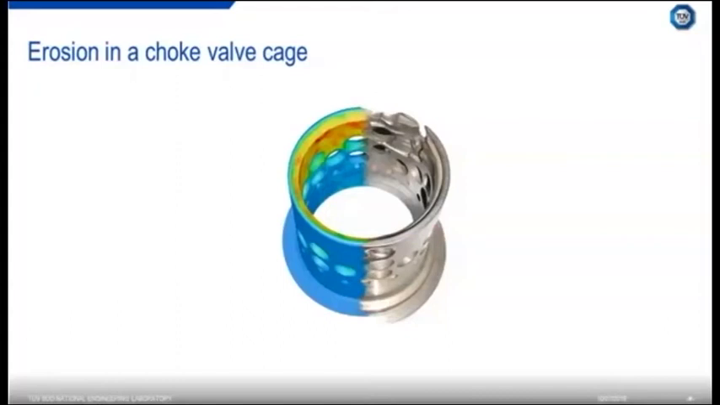This example here is, again, an internal for a choke valve. On the left, you've got the CFD model, and on the right, you've got the actual physical object that was erosion tested. You can see that there's significant material loss, and the data from the physical test was used to update and tweak the CFD model.